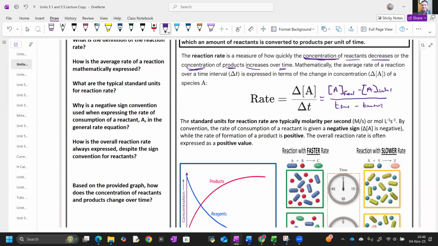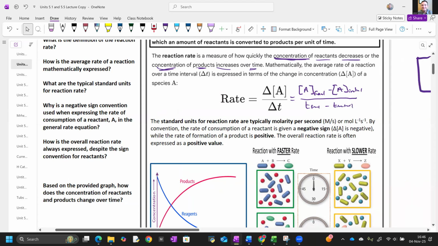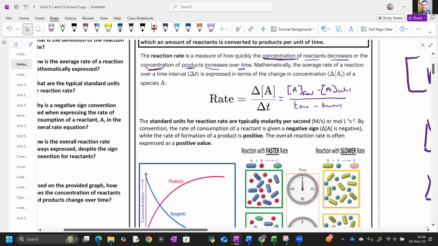And so at the end of the day, we're going to end up with some units. We're going to end up with units of concentration, and that's going to be molar per, and the time is usually expressed in seconds. And so rate typically has the units molar per second. That's a big M referring to molarity, molar per second.